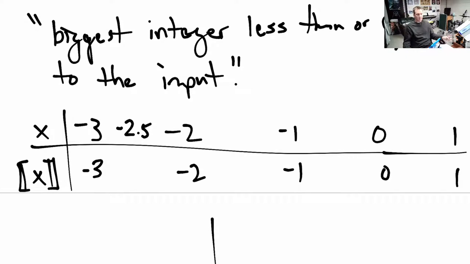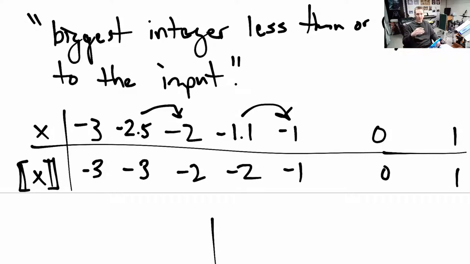What about this one? -2.5. What's the biggest integer less than or equal to -2.5? Well, it's still -3. That's not going to change until this input becomes -2, in which case it will jump up to -2. How about -1.1? What's the biggest integer less than or equal to -1.1? It's -2. That doesn't change until our input becomes -1, when it jumps up then to -1. So I could do -0.75, and we know this is still -1. We could do 0.2, and this is still 0. 0 is less than or equal to 0.2, and it's the biggest integer that is still less than or equal to 0.2.